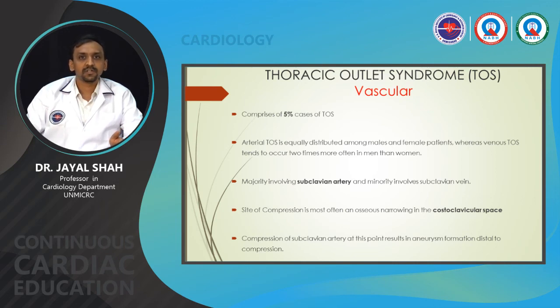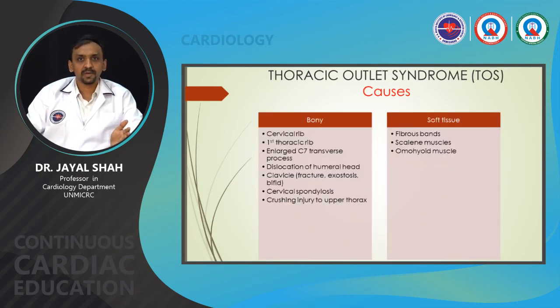And the site of compression is usually an osseous narrowing in the costoclavicular space. Compression of the subclavian artery at this point also results in aneurysm formation distal to the compression. So what are the different causes of thoracic outlet syndrome? The most common are the bony causes and others are the soft tissue causes.